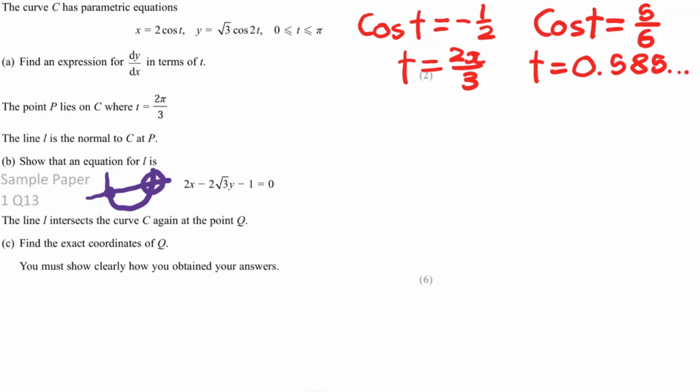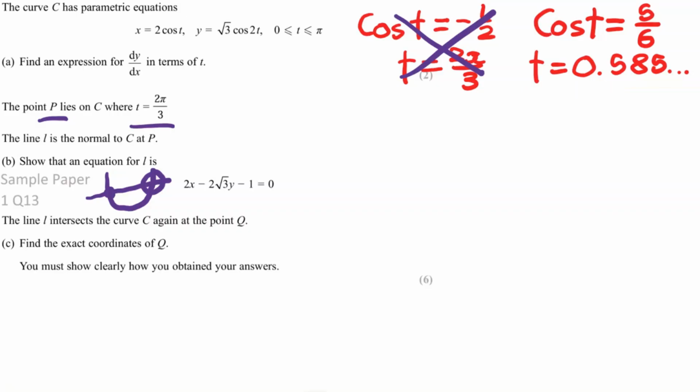If you look at the question, we're told that the point P lies on C where t is equal to 2 pi over 3. So this is this t value here. Now remember, P is this here. It's the point at which L is normal. This is not the point that we're looking for. We're looking for the point here, Q, where it intersects the curve again. So therefore it's not this value here. It's going to be this t value, where t is equal to 0.585.